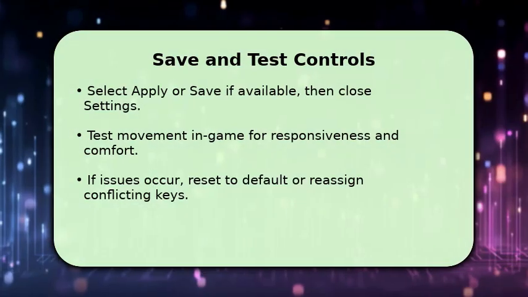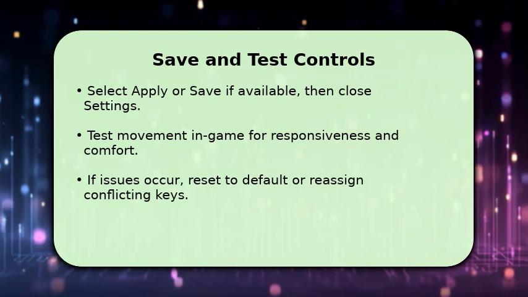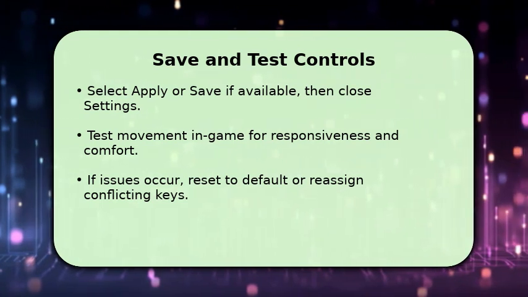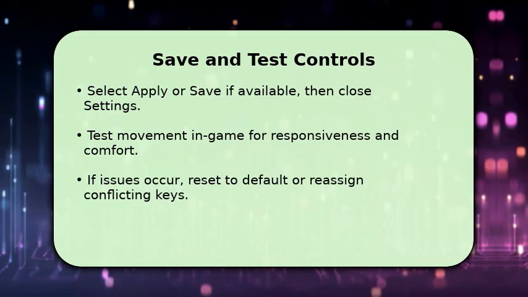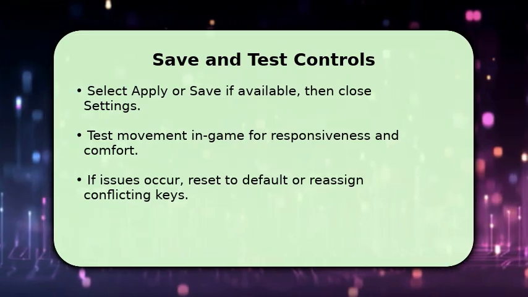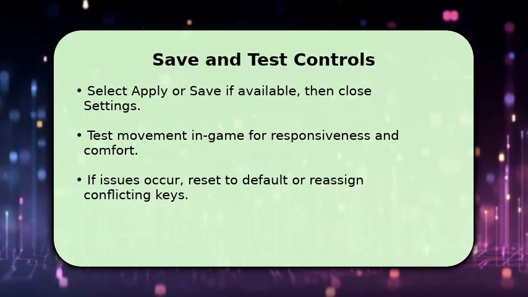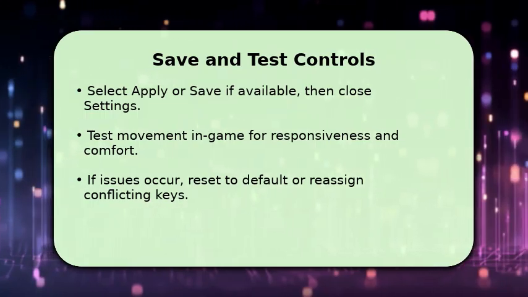You finish by saving changes and immediately testing them in play so you can feel latency or awkward mapping. Move through the environment, jump, and interact to confirm every reassigned key responds correctly. If something fails, go back to Settings, choose Reset to Default, or manually reassign the faulty key.